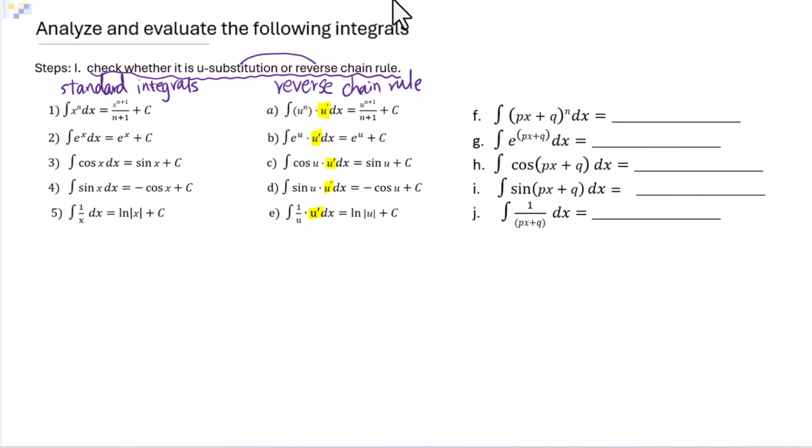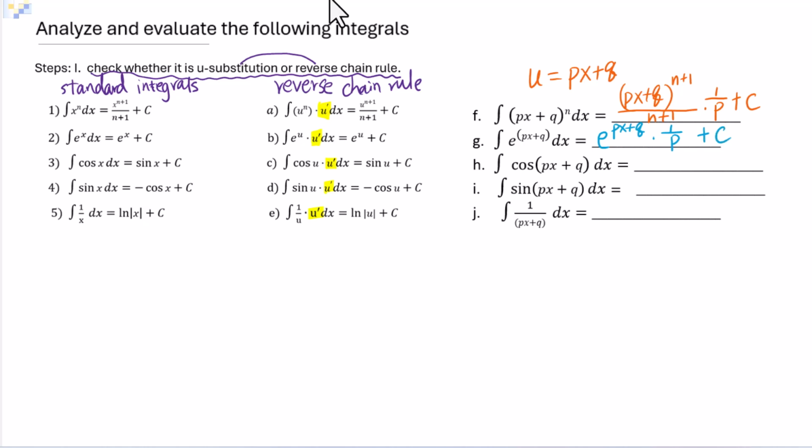When u equals a linear function px plus q, this is a special case. You can get the answer directly. For f, the answer is (px plus q) to the power of n plus 1 over n plus 1, times 1 over p, plus c. For g, the answer is e to the power of px plus q times 1 over p plus c.